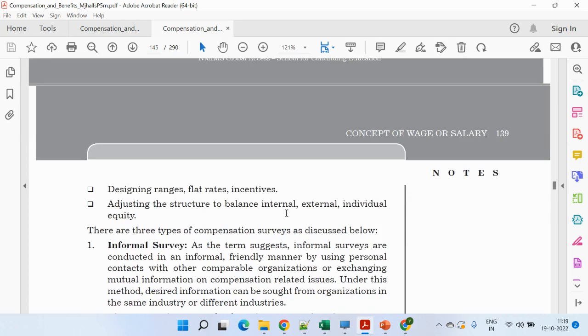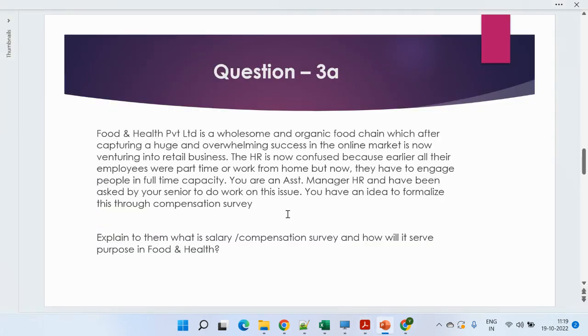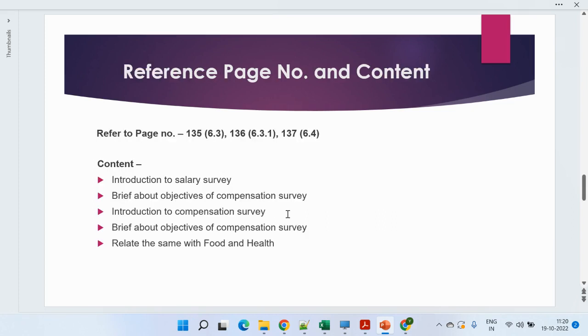And you can easily relate it with the case study, because the case study clearly mentions that it's a food and health private limited. It's an organic chain, and so you can relate it with their competitors, with their peers, and they are providing work from home to work from office in full capacity. So you can relate a bit of these things, like the salary compensation, how things will get impacted, and how it will be helpful doing this kind of survey, and relate it with respect to the case study. So the third A question is pretty much clear.